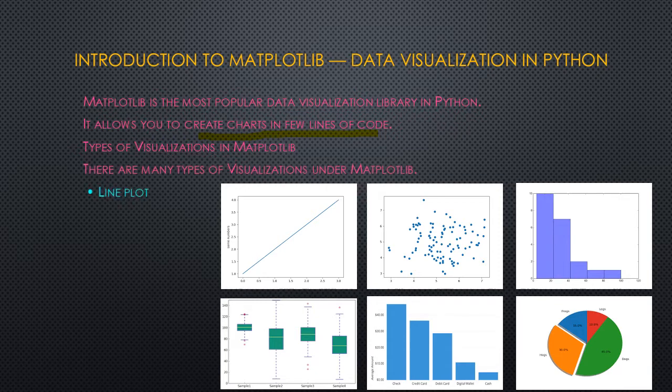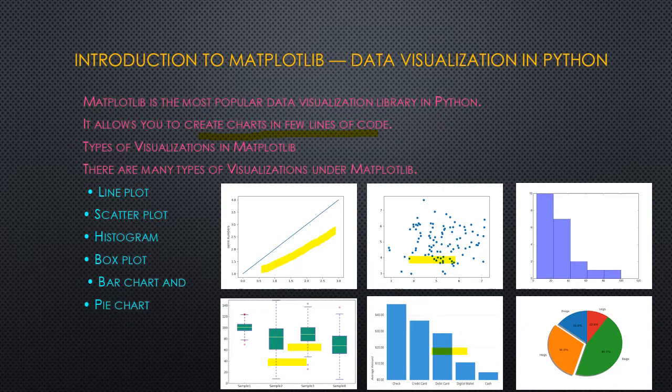The types of visualization in matplotlib: the first one is the line chart. This is the scatter chart, with dots. Then the histogram, where there is no space between the bars. Then the box chart, this is the bar chart, then the pie chart. These are very important questions.